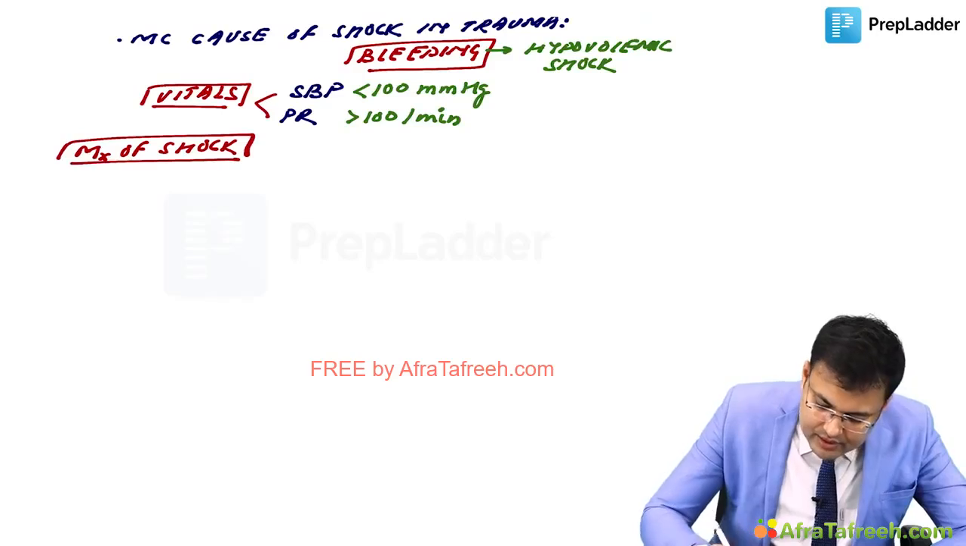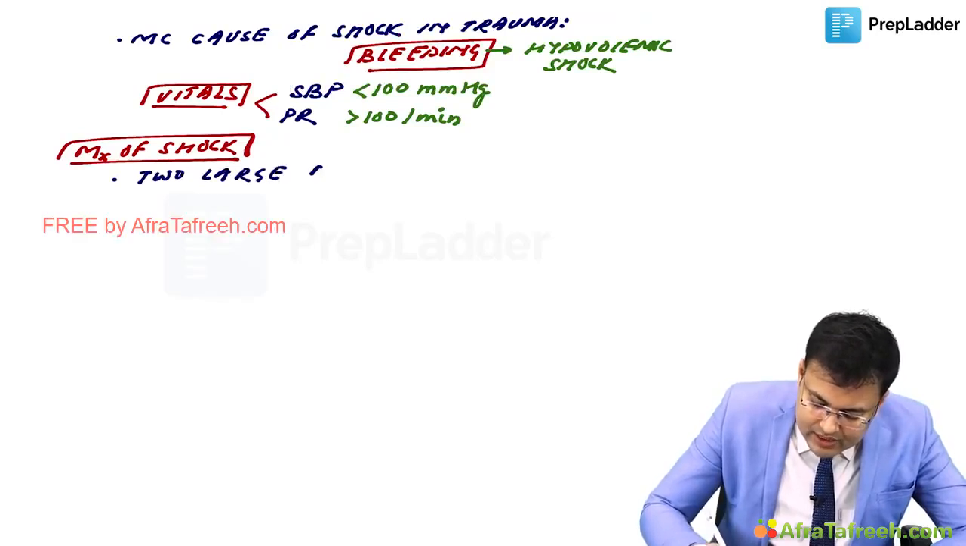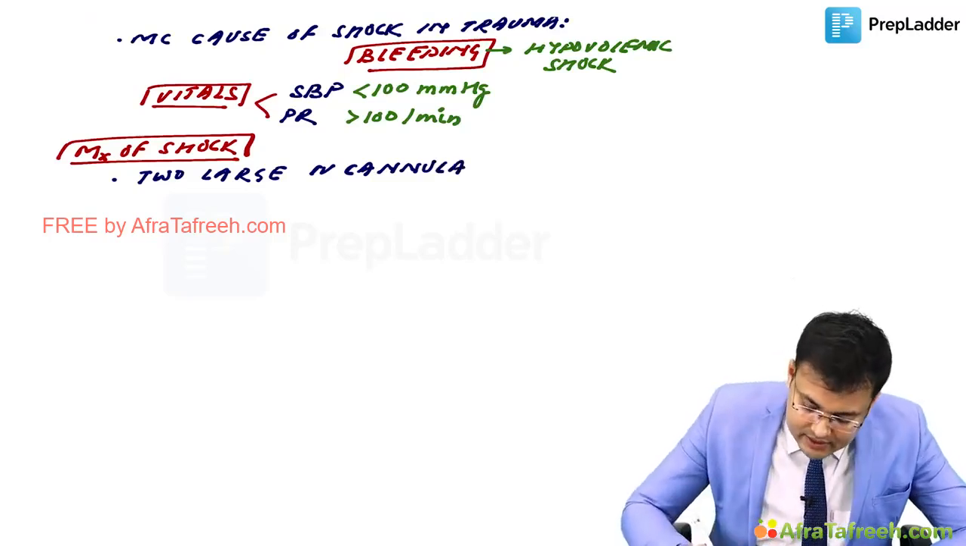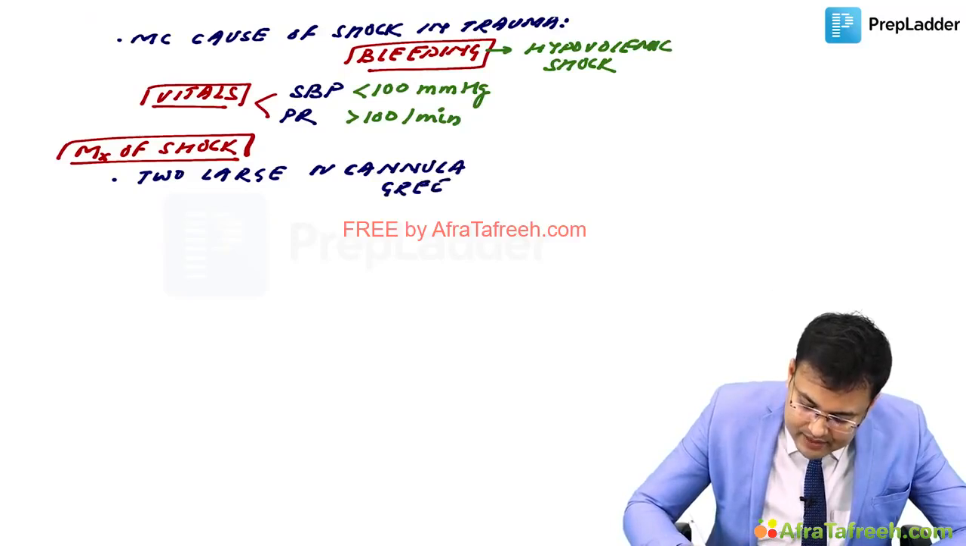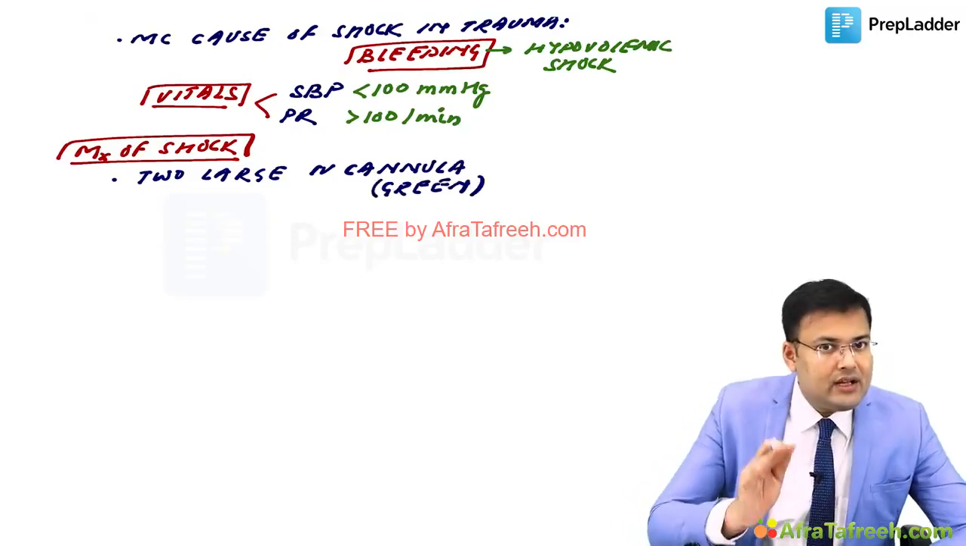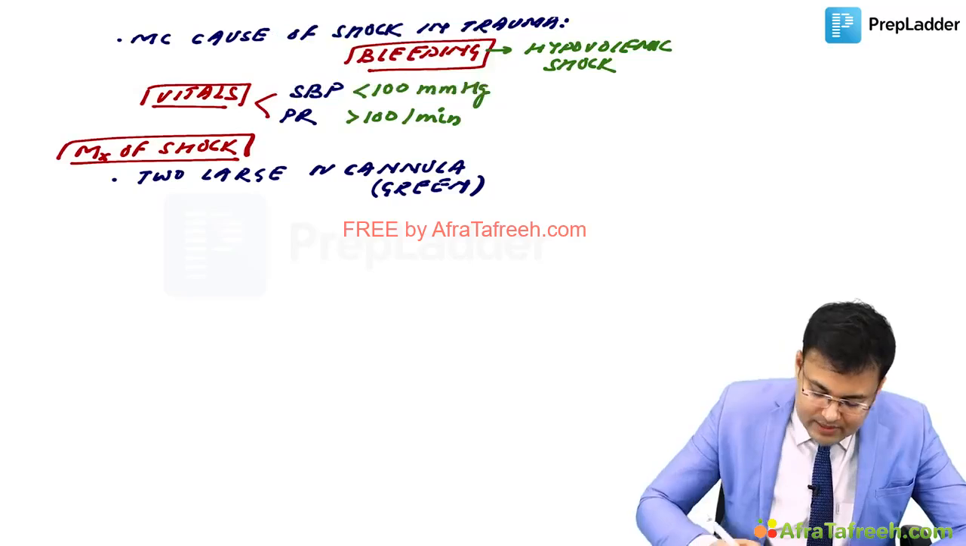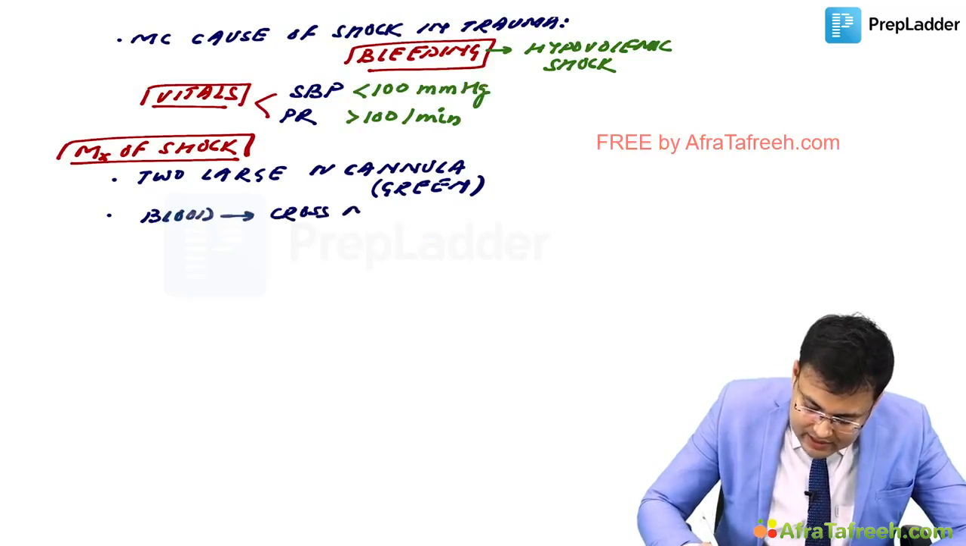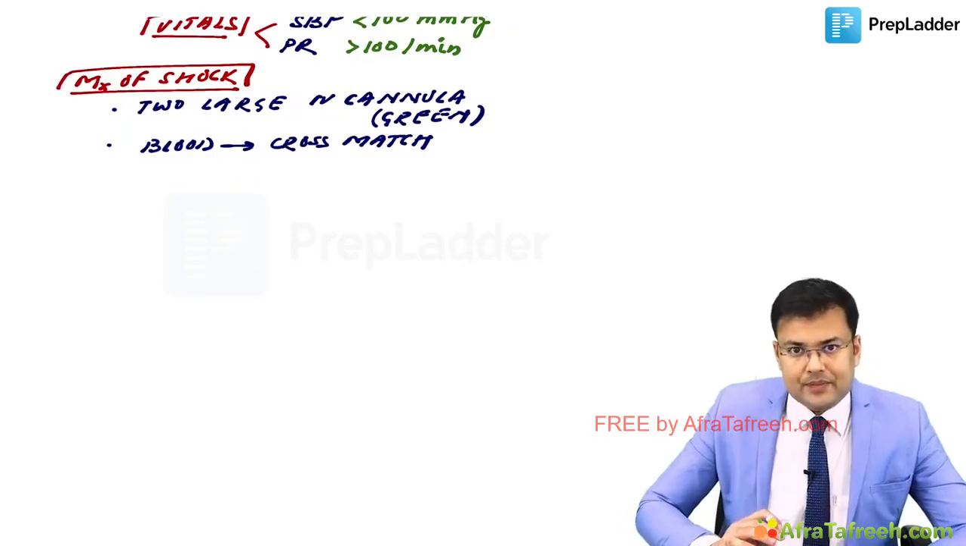So here put 2 large bore IV cannula. In AIIMS, this question was asked that preferably which cannula. So preferably we are supposed to insert the green cannula. You have to insert the cannula, then send the blood for cross match. Send blood for cross match. And this is the question which was asked 2 to 3 times in AIIMS.